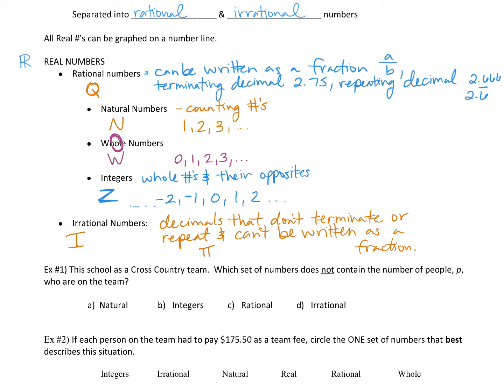Can anyone think of another one? They're less commonly used, so maybe you don't have it in mind. How about the square root of 2? If you plug the square root of 2 into your calculator, you get this really long number that just goes on and on and on. Okay? So that's an irrational number.